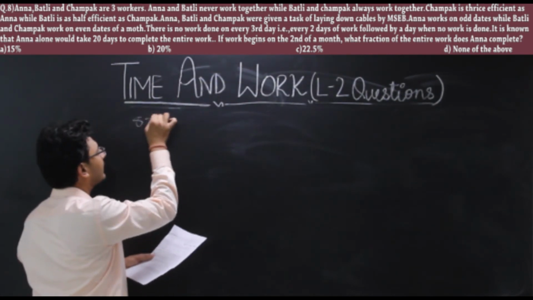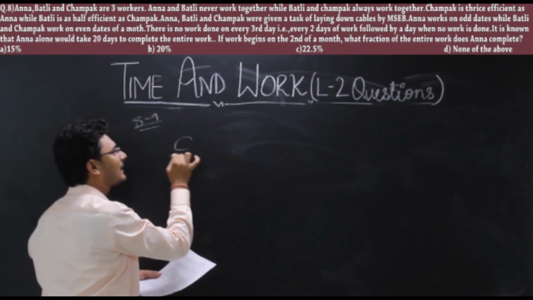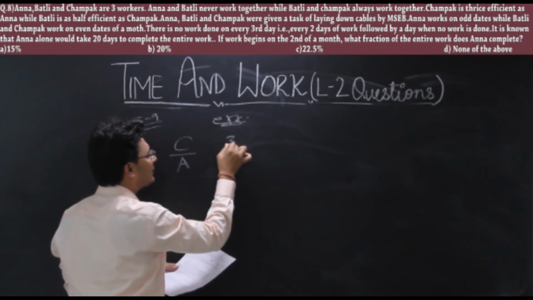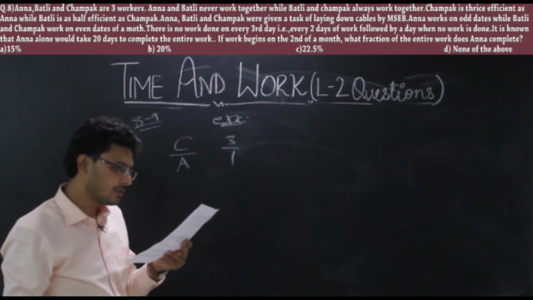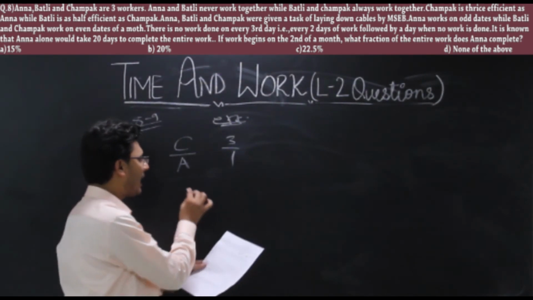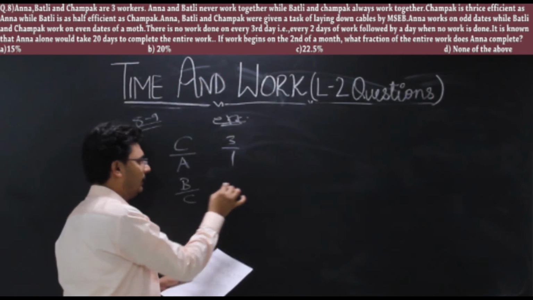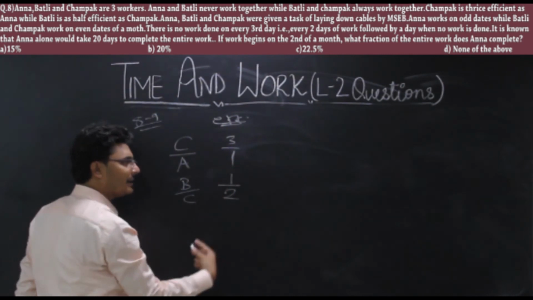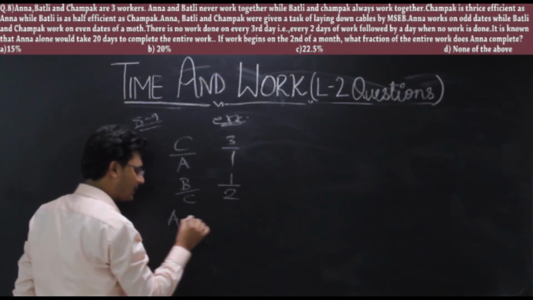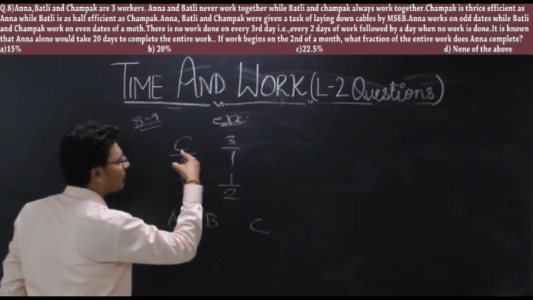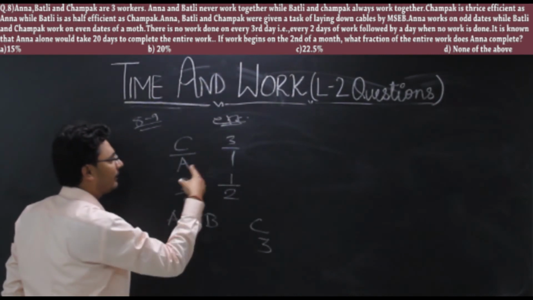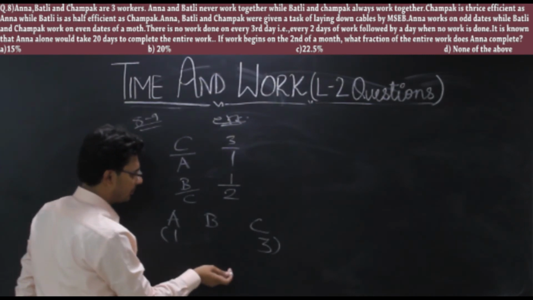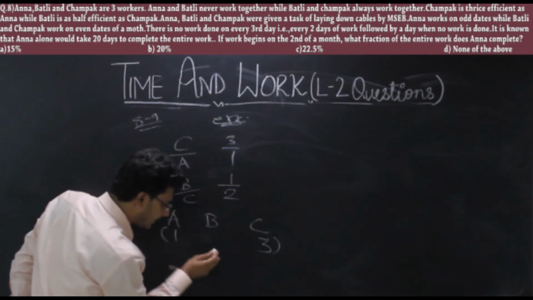So this is question number 8 and 9. Champak is thrice as efficient as Anna. So this is the efficiency ratio, 3:1. And also Bartley is half as efficient as Champak. So I'll get an efficiency relation between all of them. Let's say this is the efficiency of A, B, C. So Champak is 3, Anna is 1. The second ratio is given, so I'll write it small. So Bartley is 1, and Champak is 2.